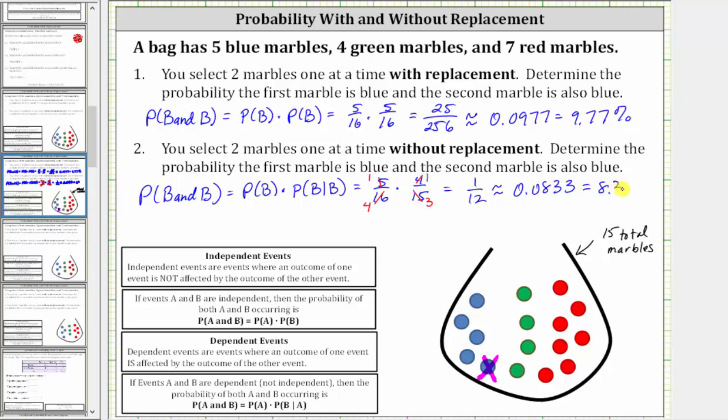which is 8.33%. I hope you found this helpful.